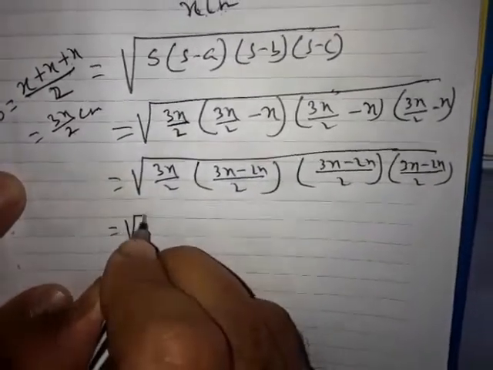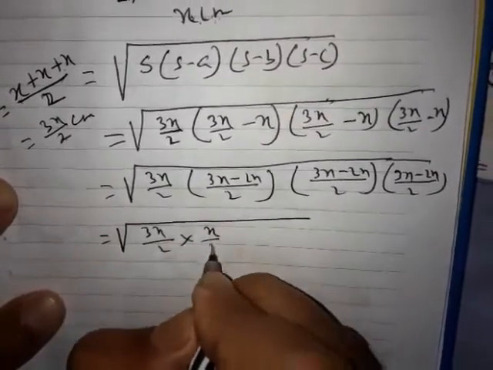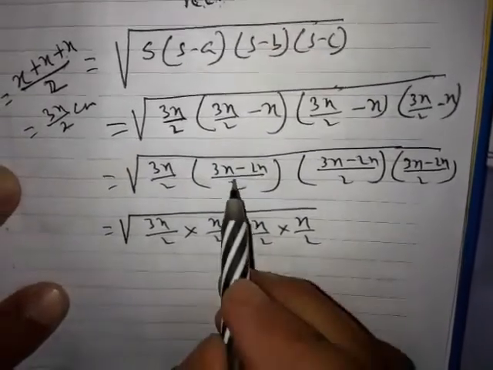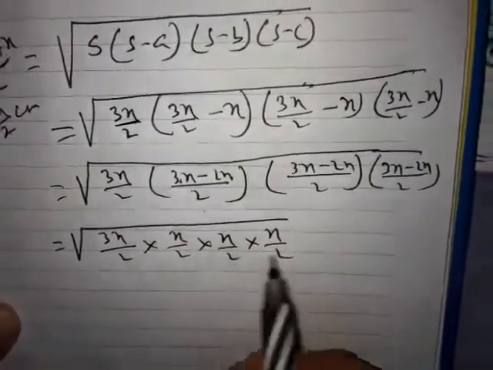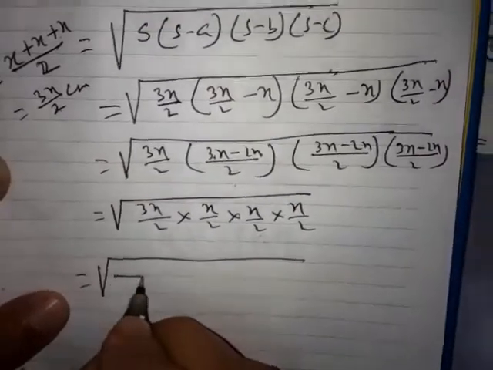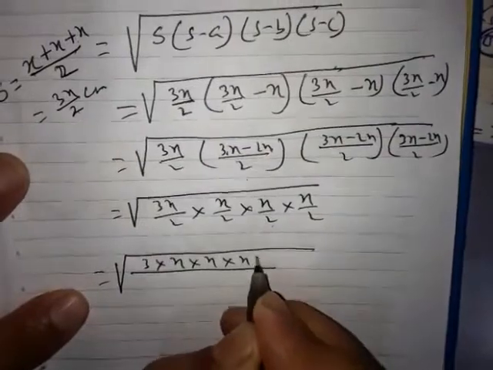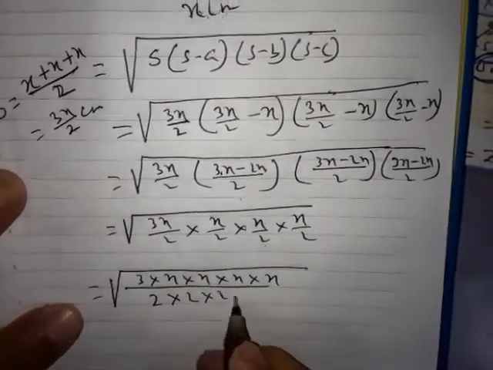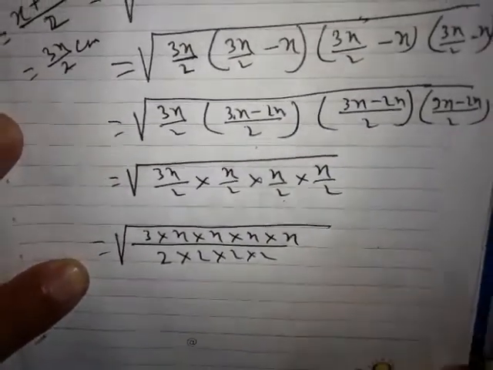Now I am going to remove the bracket. What will we write here? 3x by 2 into x by 2 into x by 2 into x by 2. It is clear to you. 3x minus 2x equals x, with 2 below. Now if I write it here, all the numerator I write in one: 3 into x into x into x into x. Down the denominator: 2 into 2 into 2 into 2. I am not writing the unit; area will definitely come in centimeters, so I am not writing it.